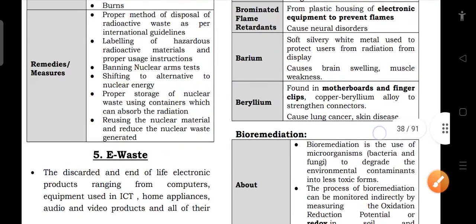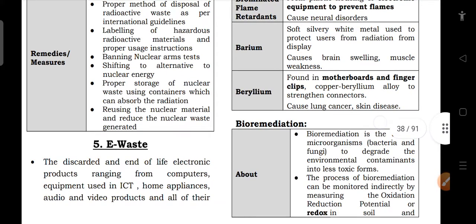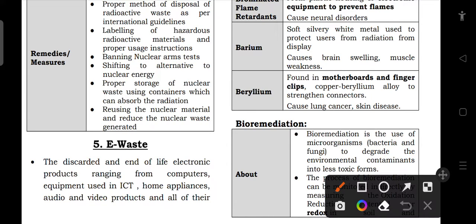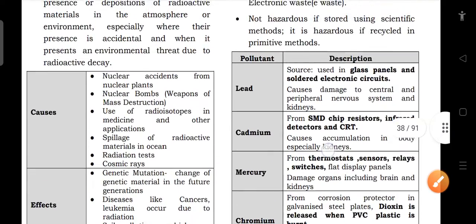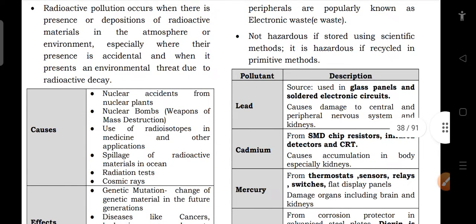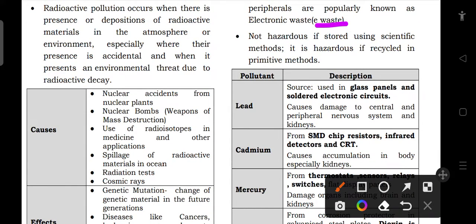Now the next one is about the e-waste. So what is this e-waste? The discarded and end of life electronic products. So many products like TV, our laptops, mobile phones, these are the e-waste. When we discard it, their electronic products life is over. It ranges from computer equipment used in ICT, home appliances, audio video products, peripherals, all these are popularly known as e-waste.